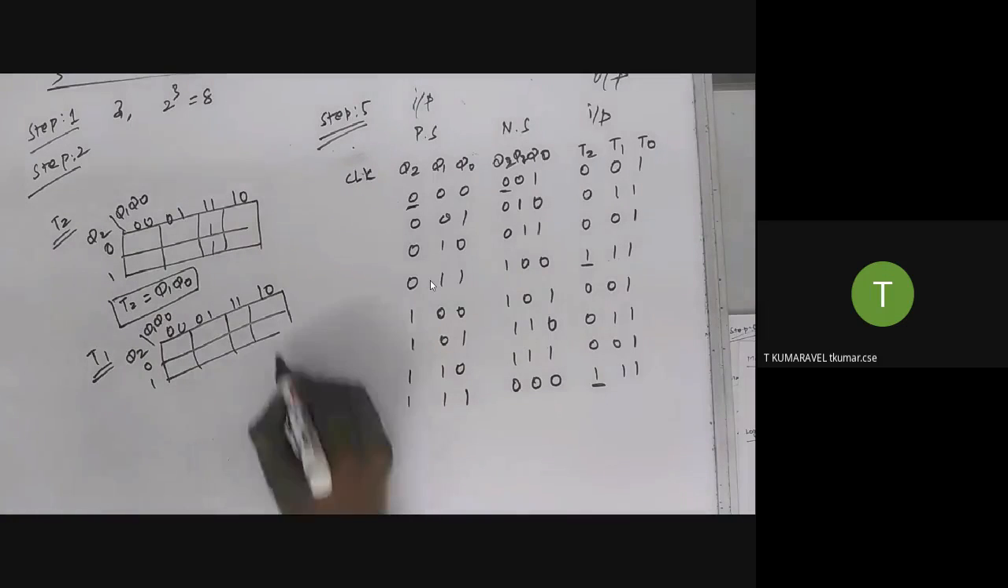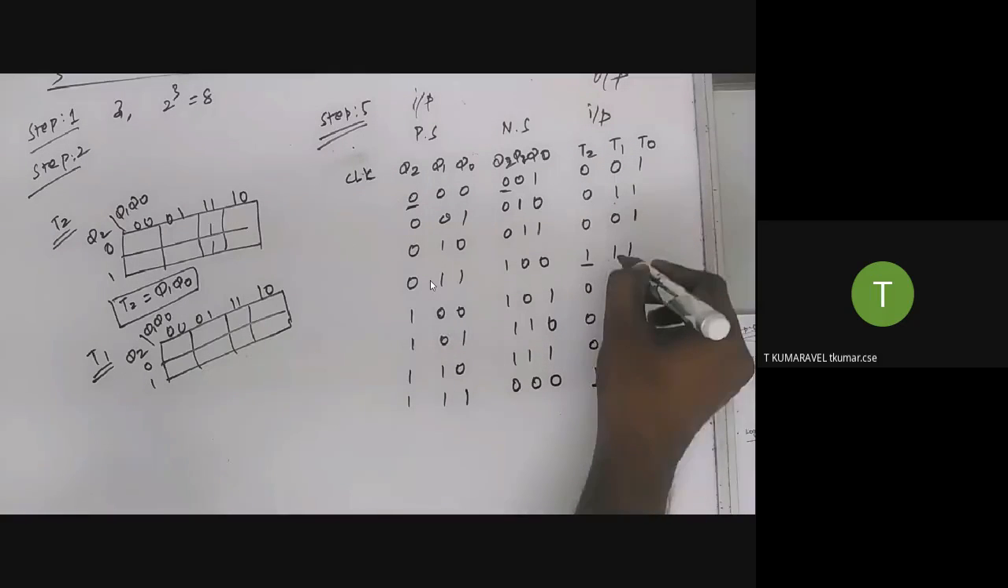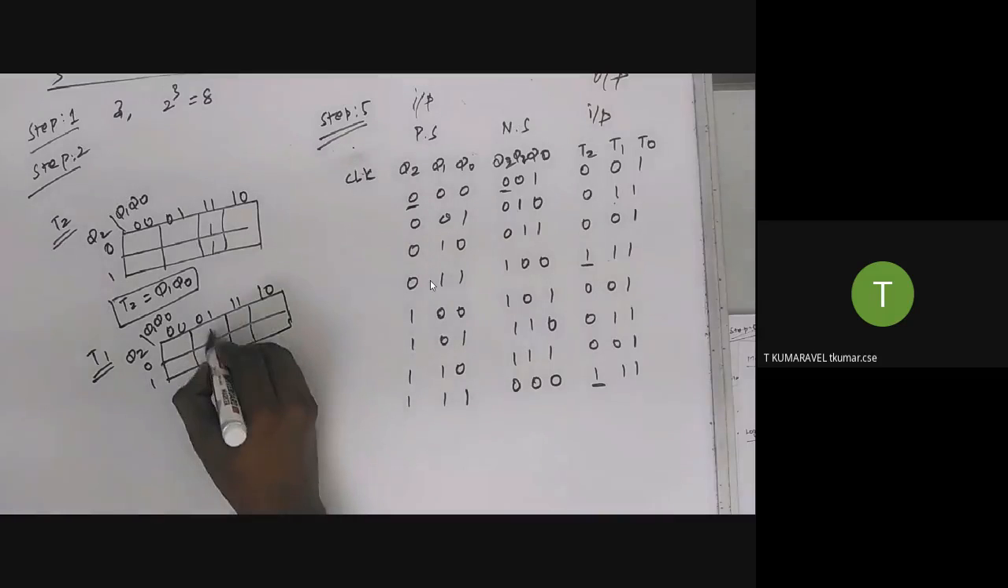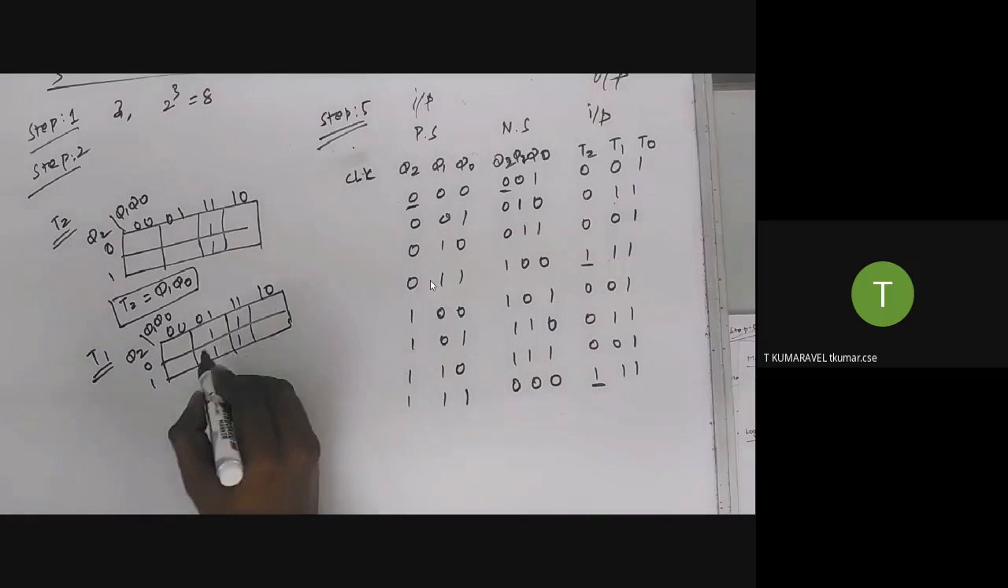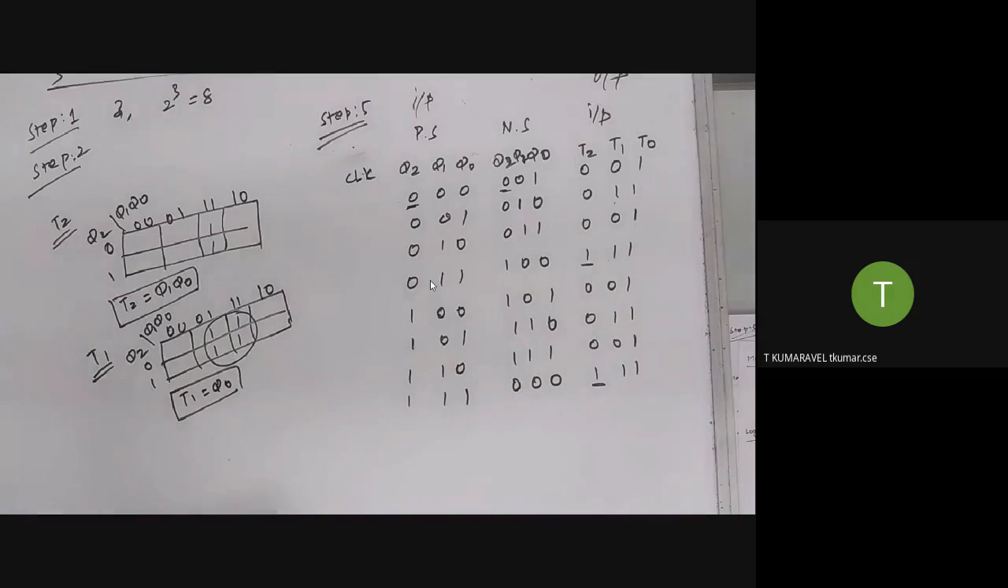If you look at the table, what are the places where the output equals 1? 1, 2, 3, 4. 4 places. If you put the values in this K-map, the K-map should look like that. If you minimize that expression, what happens? The T1 value equals Q0. You try it out yourself, definitely you will get the same answer.